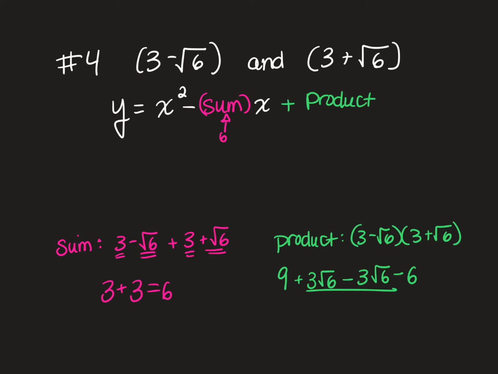Again, that should not be a surprise since we're really multiplying a difference of squares here. And so we just have to do 9 minus 6, which is 3. That's what will go right here. And then I can write my equation. y equals x squared minus 6x plus 3.